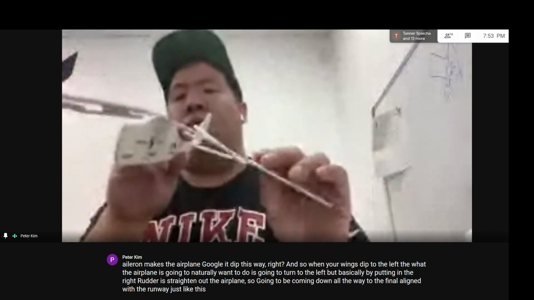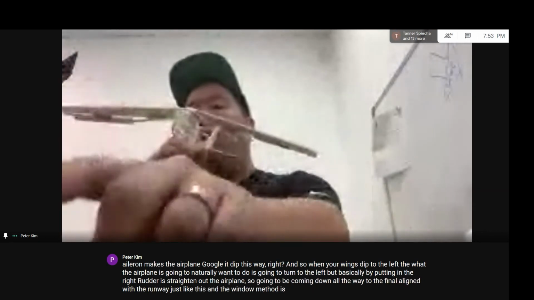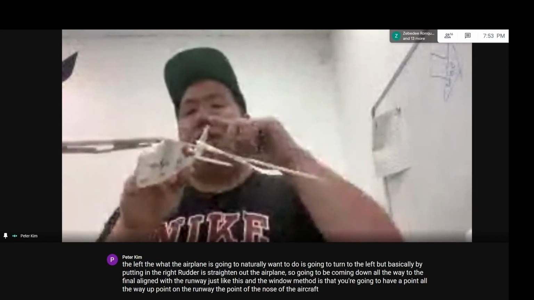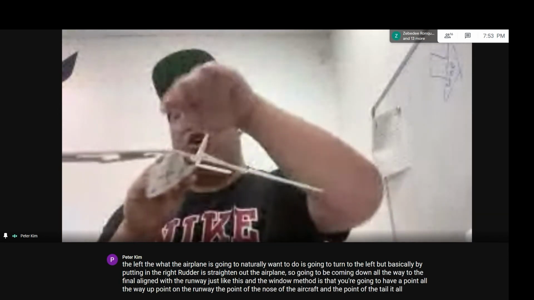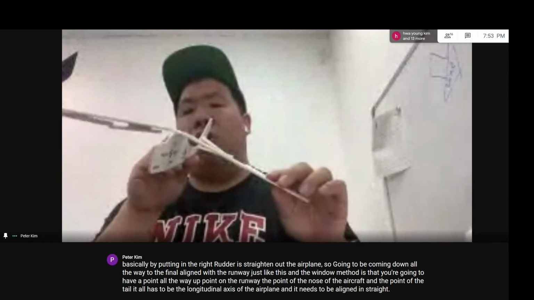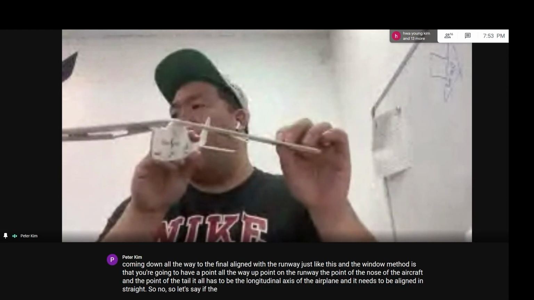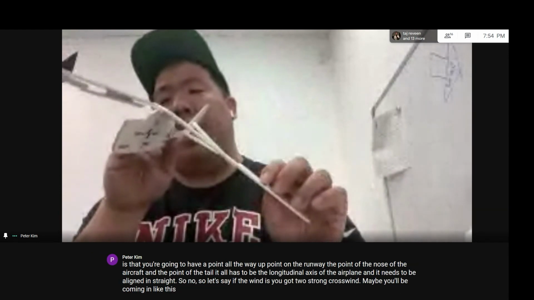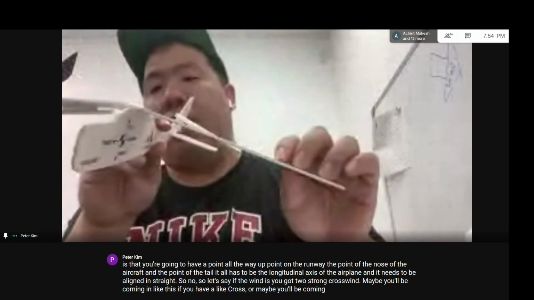And the wing low method is that you're going to have a point on the runway, the point of the nose of the aircraft, and the point of the tail. The longitudinal axis of the airplane needs to be aligned and straight. So if you have a strong crosswind, maybe you'll be coming in like this. If you have a light crosswind, maybe you'll be coming like this, right?